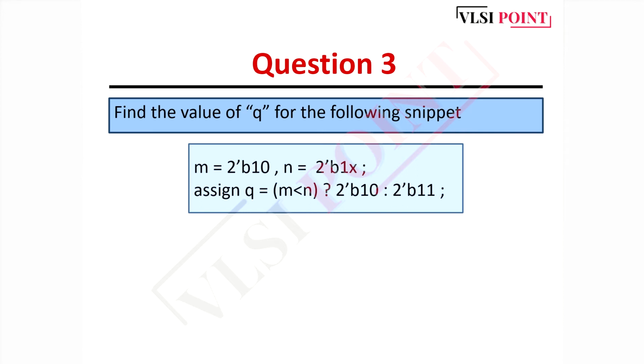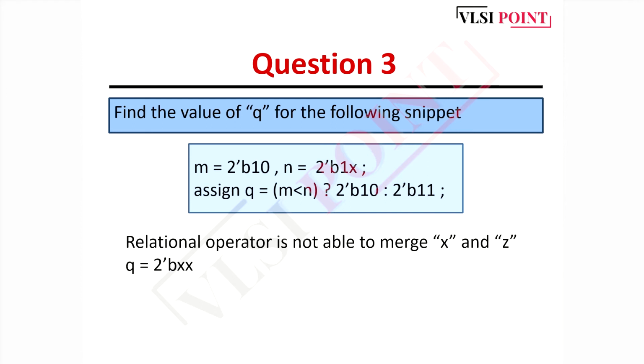Otherwise, in case of false expression, the Q value will be 2'b11. So simply you have to check whether the M value is less than N or not, and according to that, you can assign the Q value. So quickly solve the question and then match your answers. So I hope you got the answer.